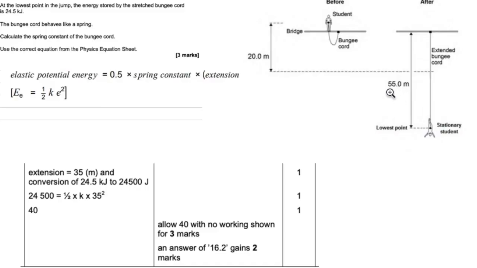So now we plug in our extension and our elastic potential energy into the original equation, and then to rearrange the formula to find the value of k, we divide 24,500 by half and then divide it again by 35 squared, and if you do that in your calculator, that will give you the answer of 40, which is the spring constant.